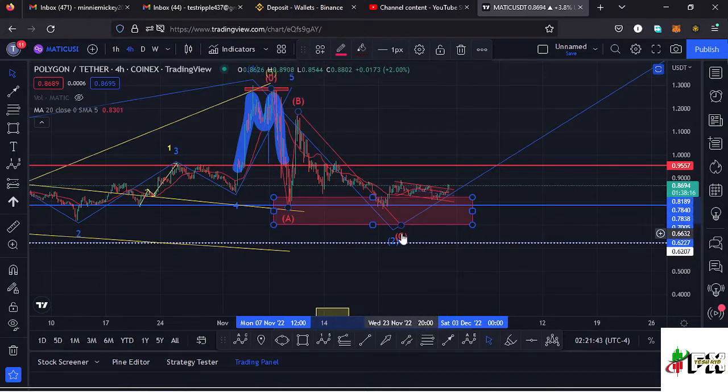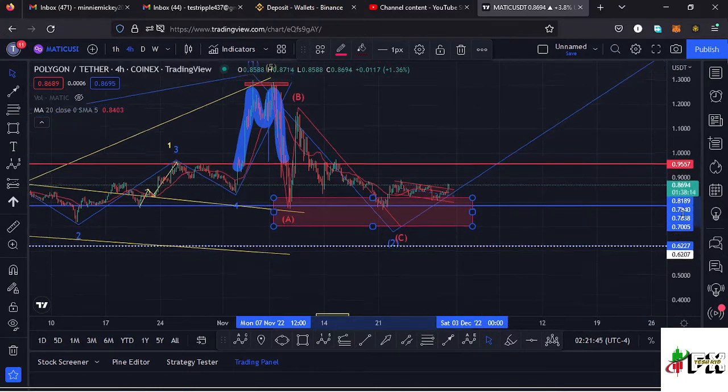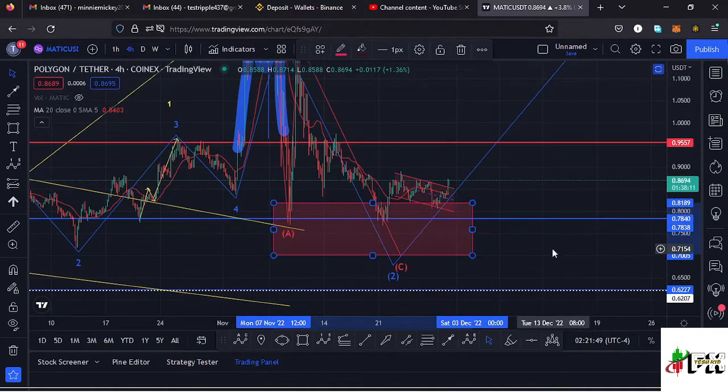And once that happens, then we can expect a very nice impulsive movement to the upper side in the formation of that wave 3 to the upper side.